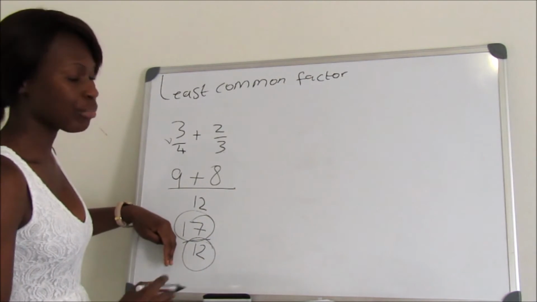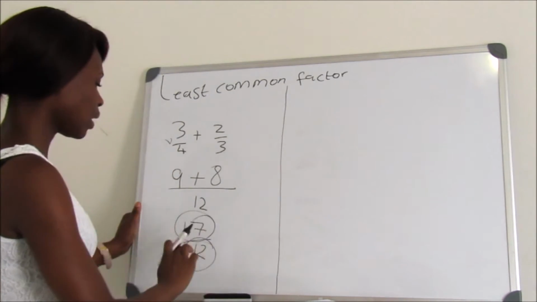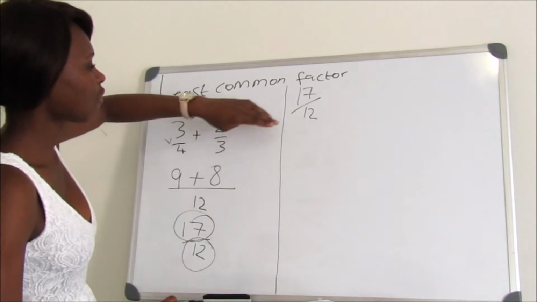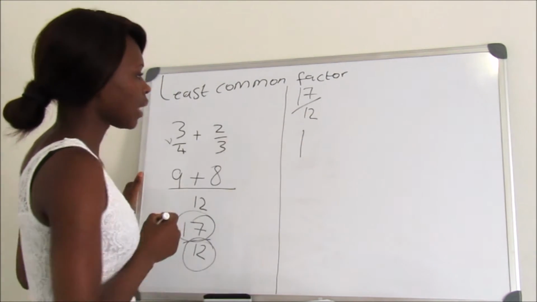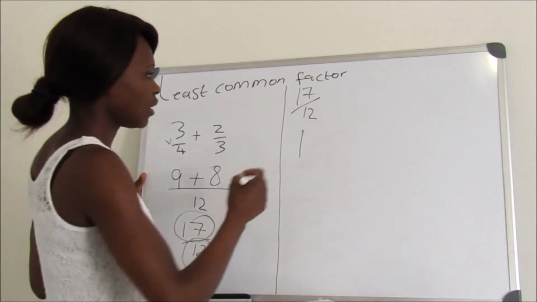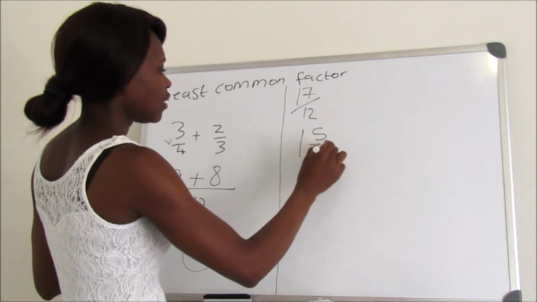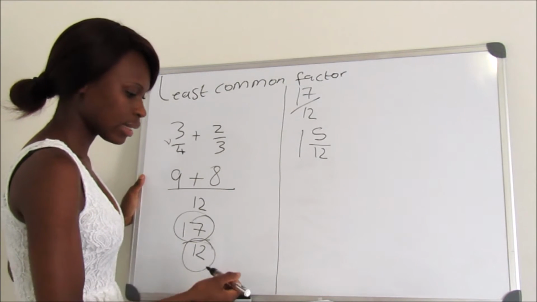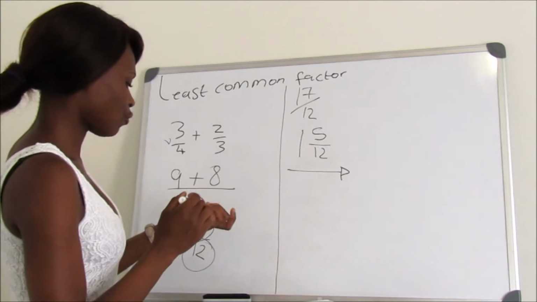How do we change an improper fraction to a proper fraction? For 17 divided by 12, you ask yourself, how many times does 12 go into 17? It goes one time and it remains with 5. It's one time, remainder 5. So it's 1 and 5 divided by 12. Then that's our answer. Now this fraction is a proper fraction this time. Then that's how you solve fractions.